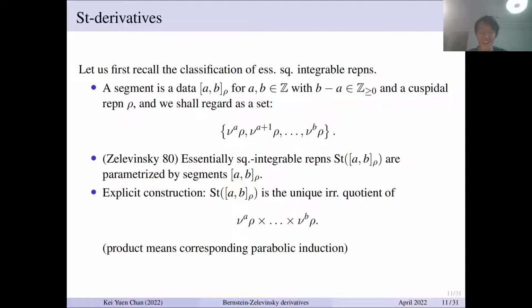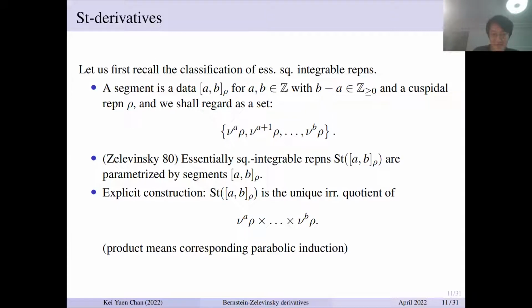Okay, so then basically Zelevinsky said that those essentially square-integrable representations can be classified by those segments. And we can do an explicit construction. The construction is you do the products, and the product means the parabolic induction. You parabolically induce from those G_m, and then go to some larger group G_n, where n is something like (b minus a plus 1) times n. So you do some parabolic induction, and then you pick the irreducible quotient, that is something we call a generalized Steinberg representation.